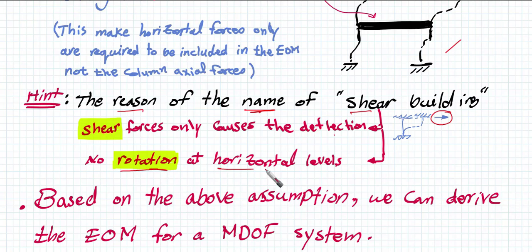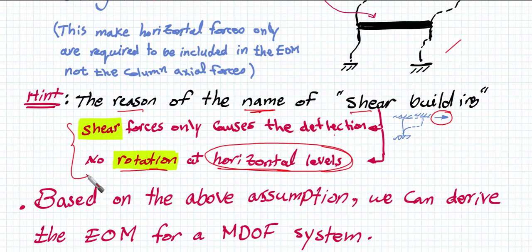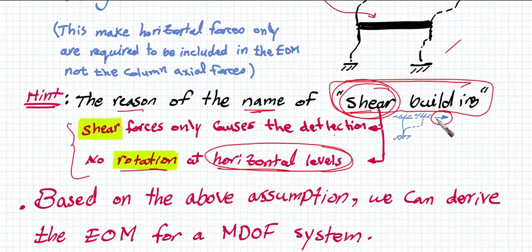No rotation at horizontal levels. So this is the meaning. From here comes the name of shear building. We didn't call it only building or flexure building, for example. It is shear. Shear because shear forces only are going to be concerned. No axial forces, no rotation, no other type of degrees of freedom except horizontal movement or motion and horizontal forces. This is what we are going to be concerned with.